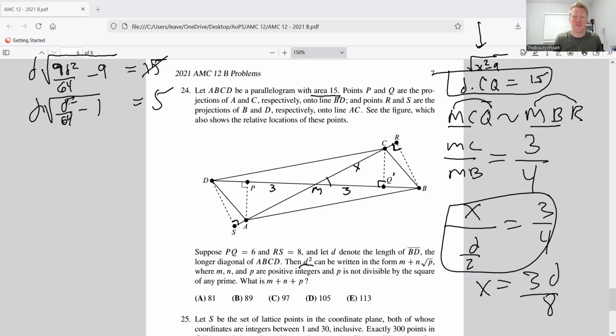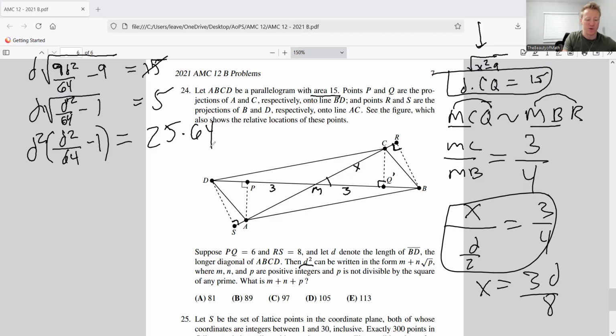So I'm not going to change too much. I'm just going to eliminate the 9 and the 15 at the same time and lower the 15 down to a 5. So now we're going to square both sides. So you're going to square the d, and you get d squared. You're going to square the square root, and you're going to get what's inside, which is d squared over 64 minus 1, and you're going to square 5 to get 25.